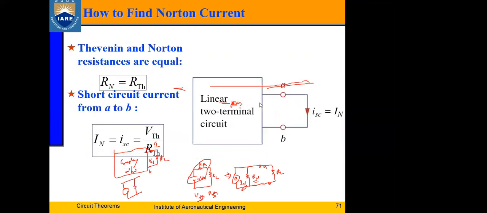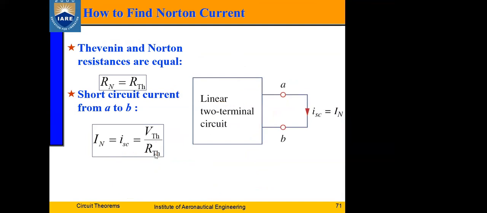Let us see one by one what it means. So this is how we calculate. This is a complex network, and wherever we need to find, suppose I have a resistance here, we remove the resistance and place a short circuit, and whatever current flows in this short circuit will be considered as IN. And the value of IN can be given as VTH by RTH, or we can directly find it.